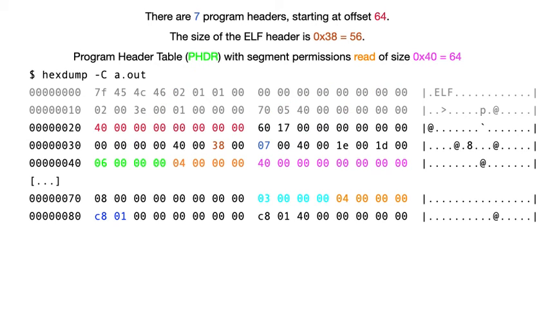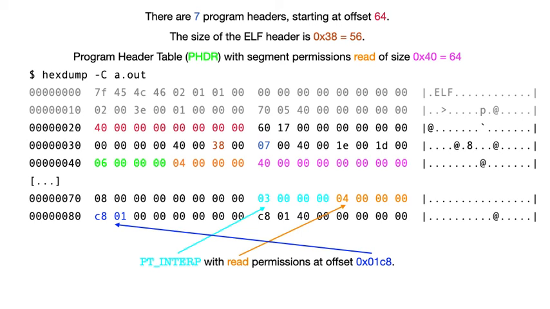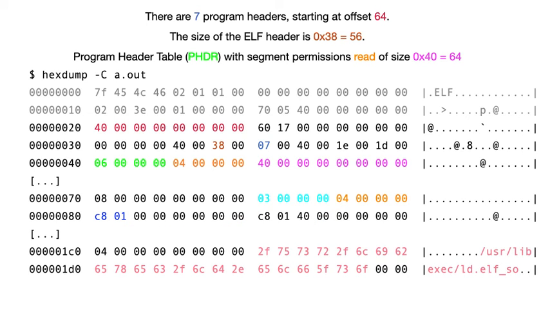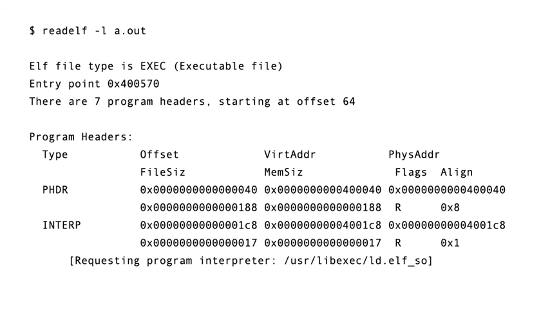There, at the offset 0x78, the next program header begins. It's a program header of type PT_INTERP, specifying the program interpreter, with read permissions with its content to be found at 0x01c8. So if we then look at the data found in that offset, at 0x01c8, we find the path of the interpreter specified as /usr/libexec/ld-elf.so. Again, parsing the hex bytes is tedious, so we can again rely on our friend readelf, which can present us the same information we just extracted.